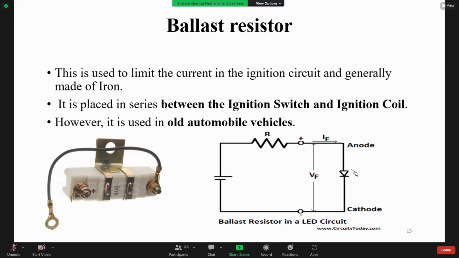No need to write these three sentences, only write this one: found in the old automobile vehicles and found between the ignition switch and ignition coil.